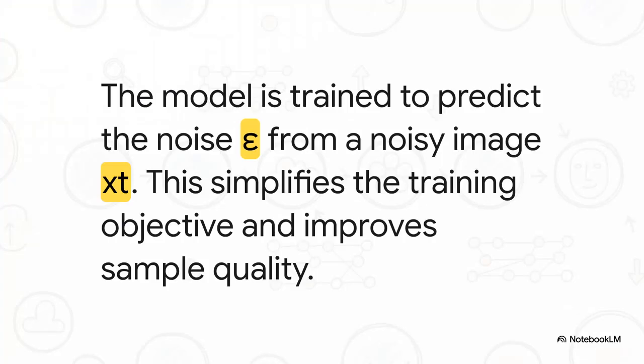So what exactly is the AI trying to do? Well, its goal is surprisingly specific and actually pretty simple. We give the AI a noisy image from any of those 1,000 steps, and its one and only job is to predict the exact noise that was added to get it to that point. It's not trying to guess the final image, it's just trying to identify the static. It becomes this highly specialized noise prediction machine.